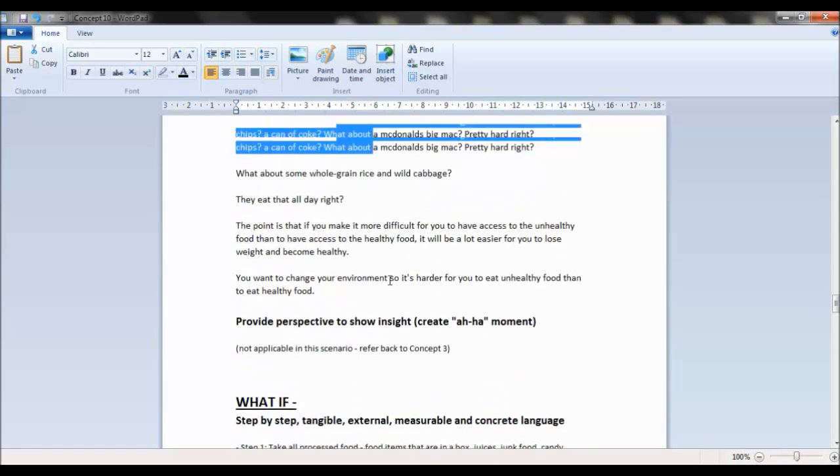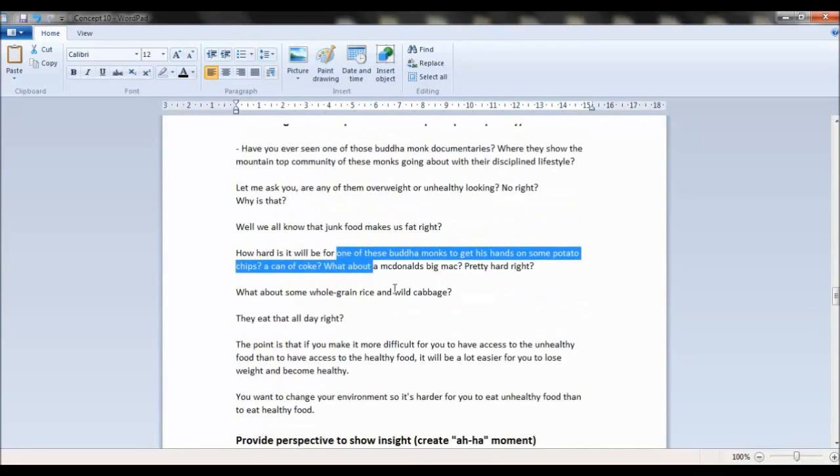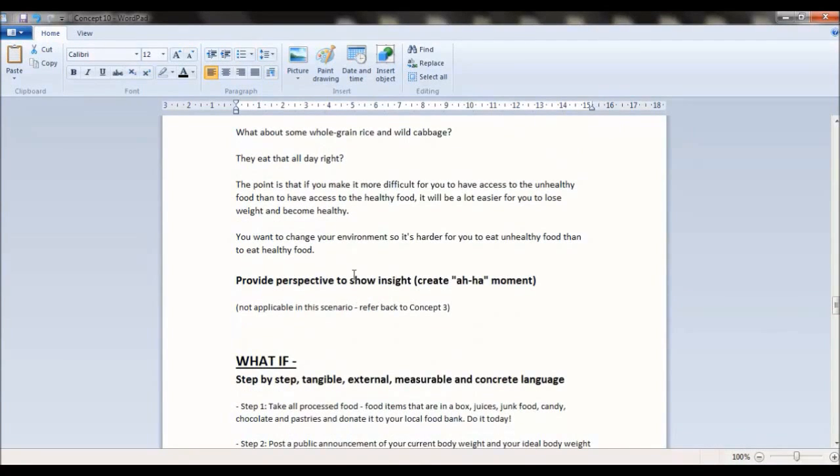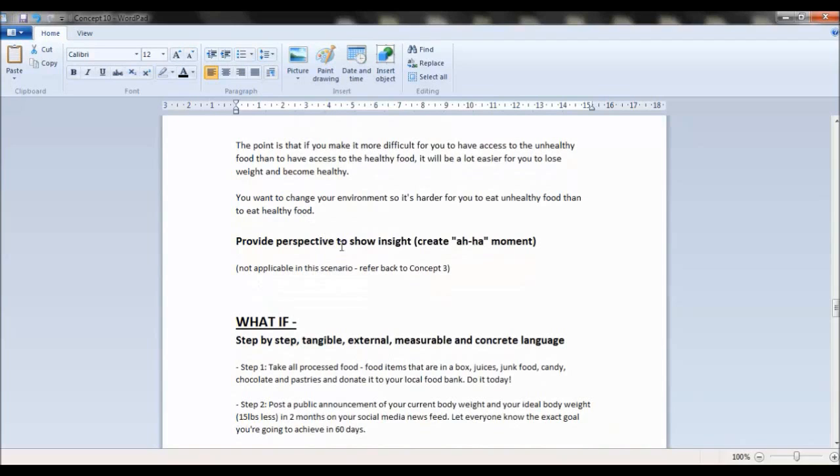Okay, so that is, again, using analogy and metaphor to explain a point. Not teaching anything new, just connecting existing ideas together. Okay, provide perspective to show insight. Now, this one is not really applicable, so you're just going to have to refer back to concept number 3 for examples. And again, this is not going to be applicable for all the different subjects that you'll be writing about in the future, but use it appropriately and accordingly.